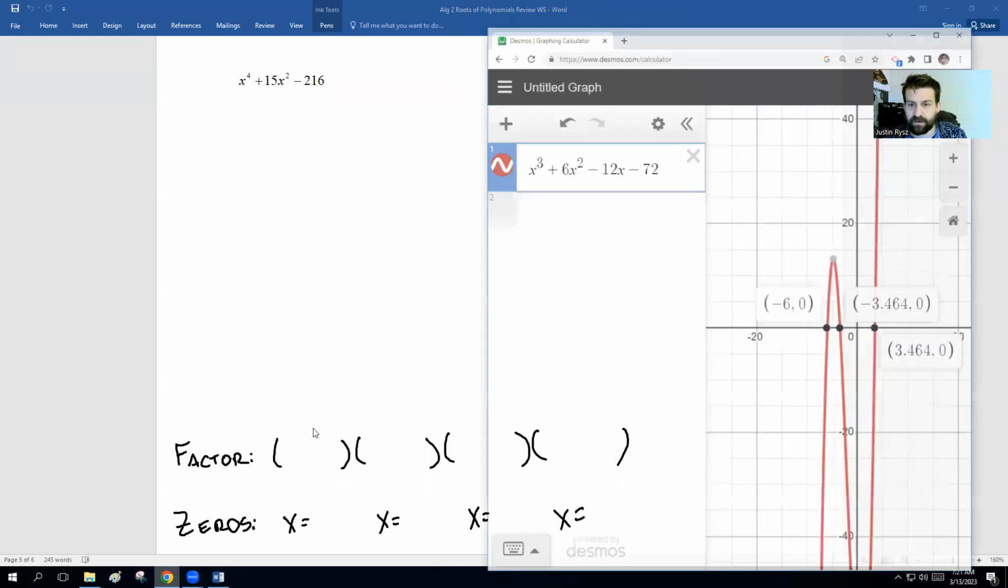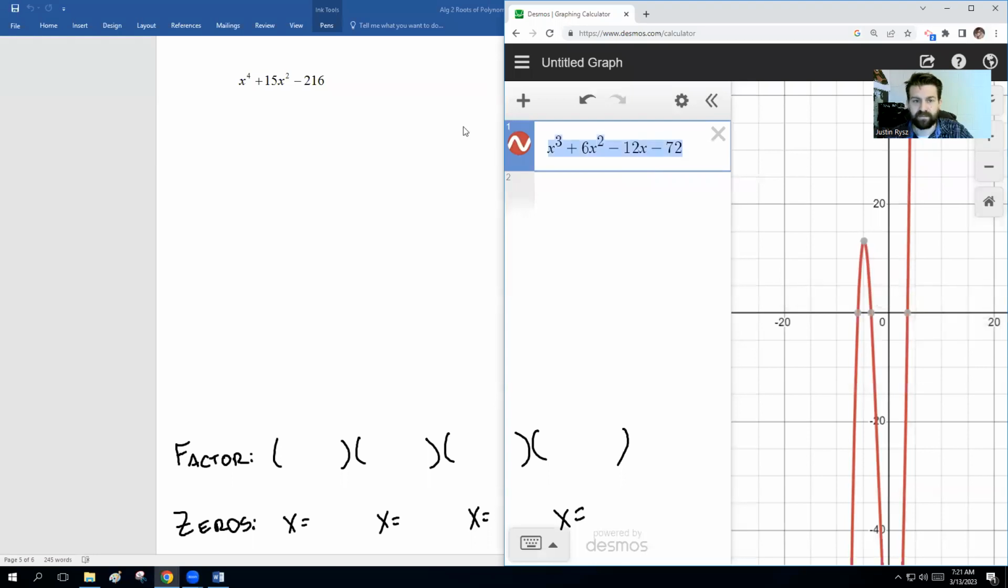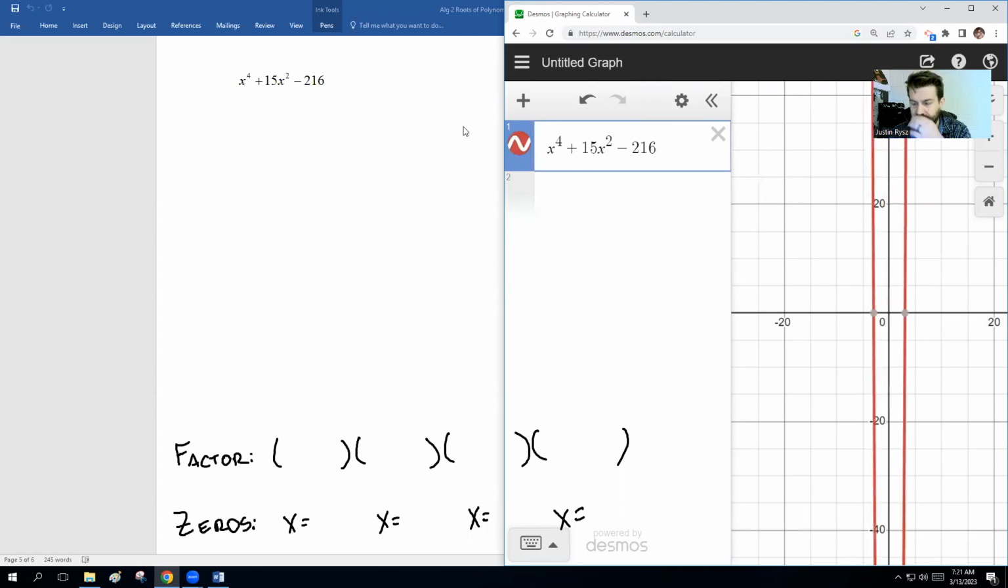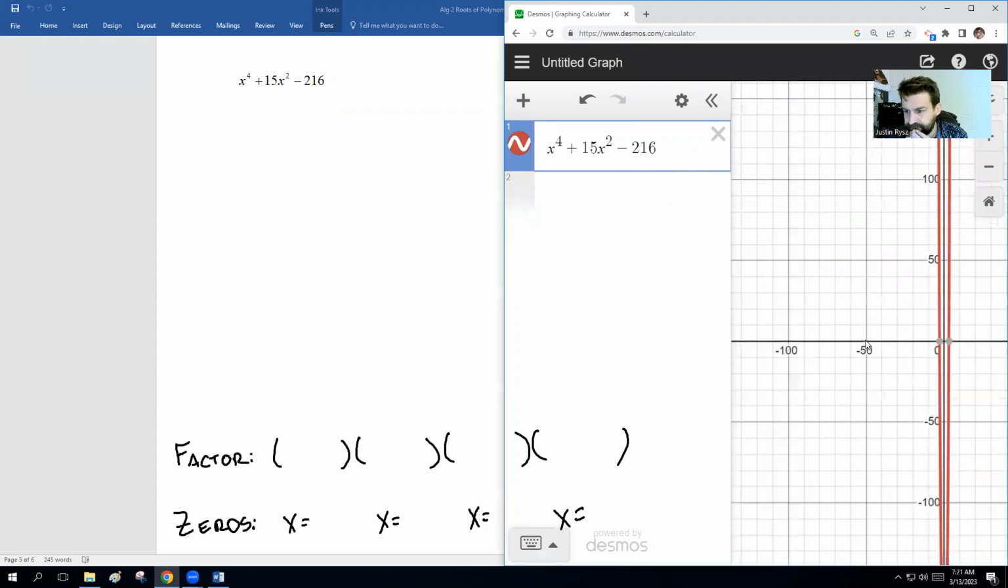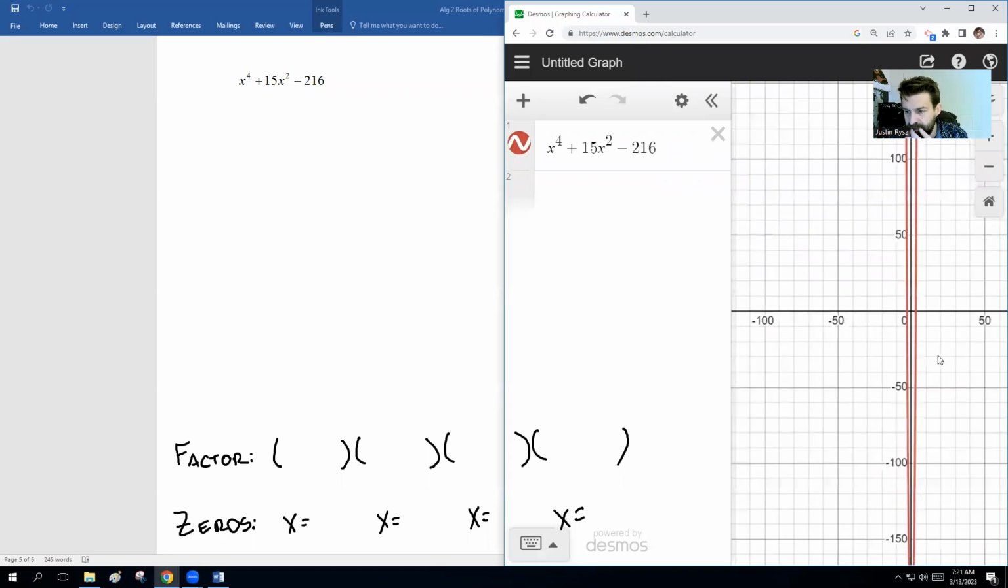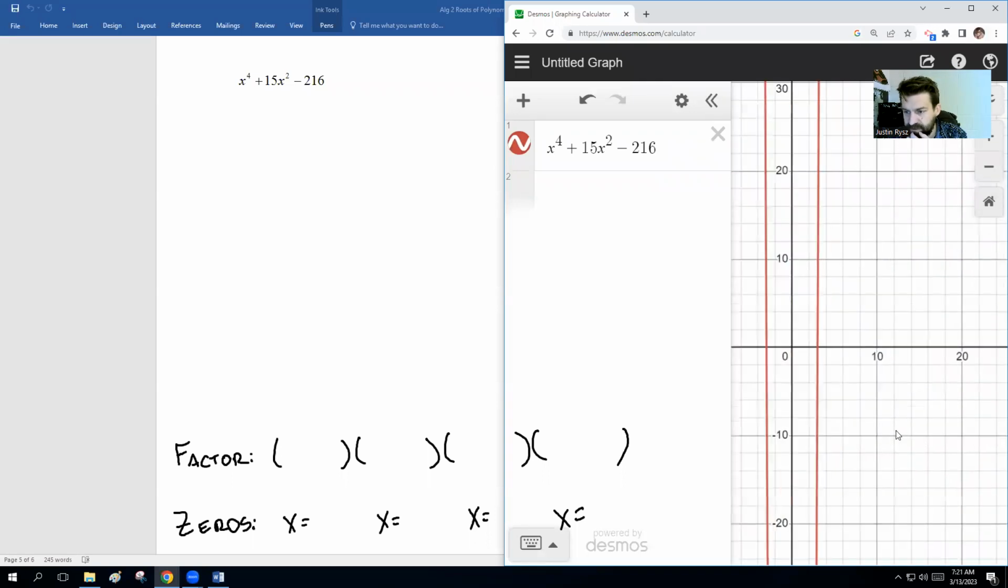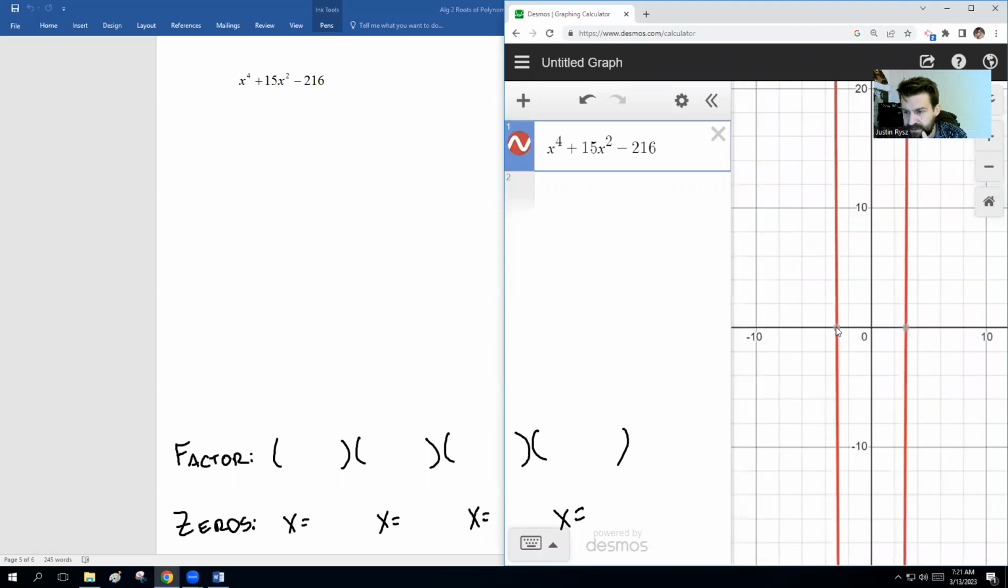Didn't mean to click that one. All right, let's just type this in. We get x to the 4th plus 15x squared minus 216. Ooh, okay. Looks like a really big parabola. It does cross the two spots. Fingers crossed. Okay, negative 3 and positive 3.